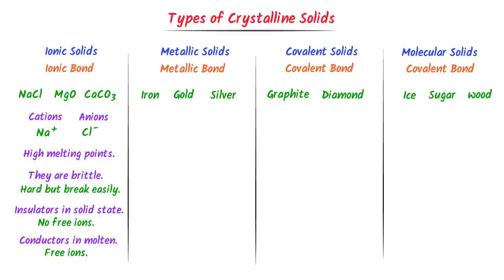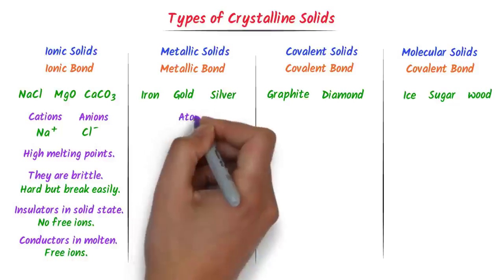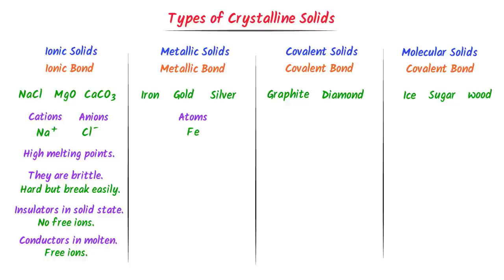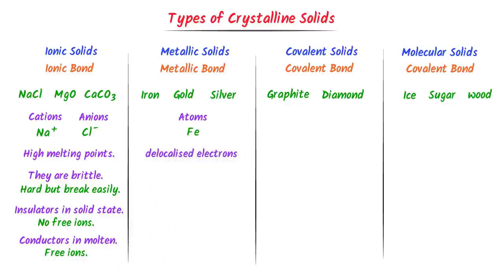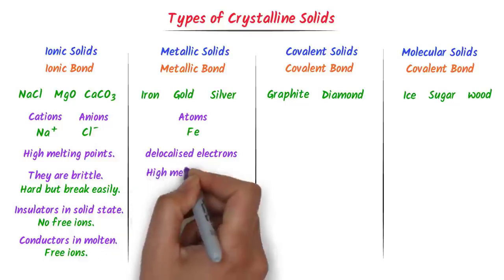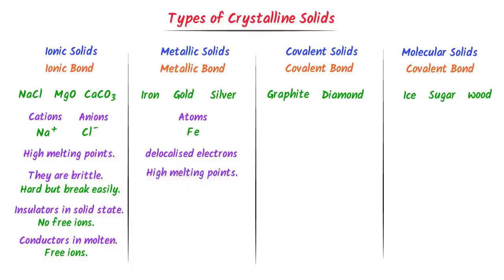On the other hand, we know that metallic solids like iron are made up of only iron atoms. Secondly, according to electron sea theory, they have a sea of delocalized electrons. Thirdly, they have high melting points. Fourthly, they are malleable and ductile. Remember that the word ductile means we can make thin wires from metallic solids, and the word malleable means we can hammer or press metallic solids without breaking.